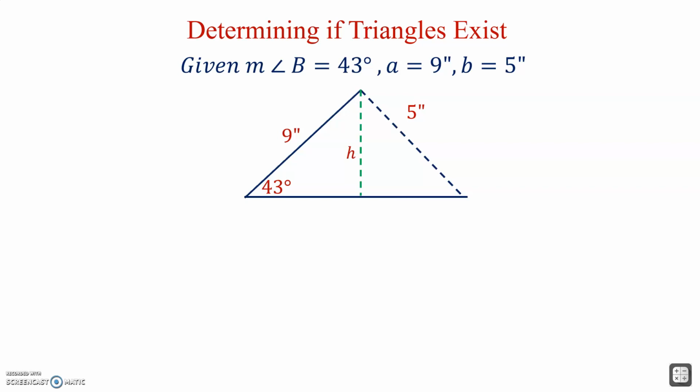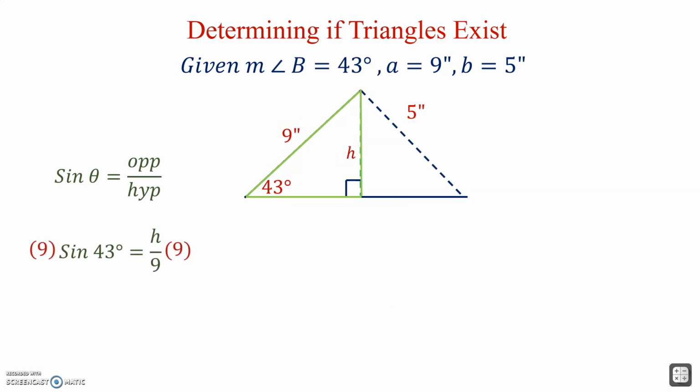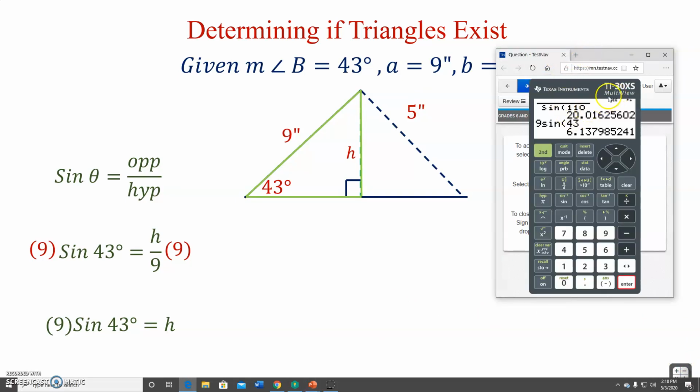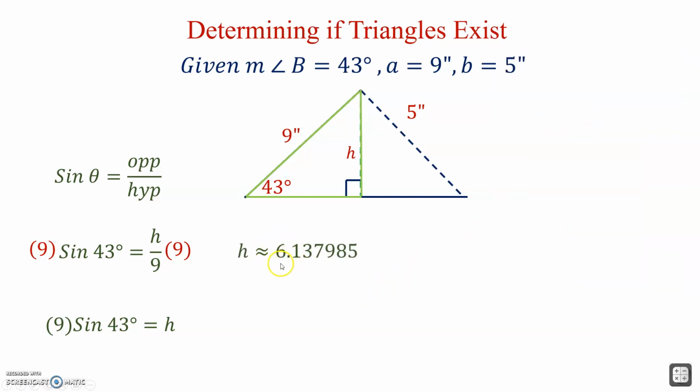The height we drew is actually called the altitude, and it forms a perfect 90-degree angle with this bottom side. If I just focus in on the triangle on the left, I've made a perfect right triangle. We have angle 43. The 9 is our adjacent side, and the h is the opposite. So we can use sine. When we substitute the values in and solve for h, multiplying by 9 on both sides, we get 9 sine 43. When we substitute that into the calculator, we get 6.137, etc. So the height is a little bit more than 6. And as you can see, 5 is less than 6. So we're left with a figure that doesn't actually make a triangle.